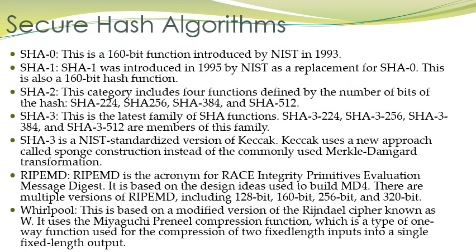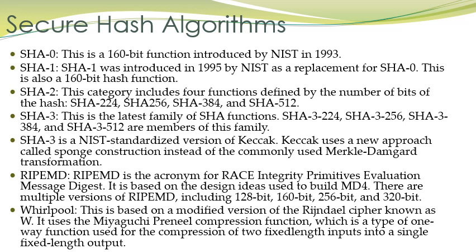So there are different hash algorithms. SHA-0: this algorithm will produce a 160 bit output. It was introduced by NIST in 1999. Then SHA-1, which was introduced in 1995 by NIST as a replacement of SHA-0, and this algorithm also produces a 160 bit hash output.